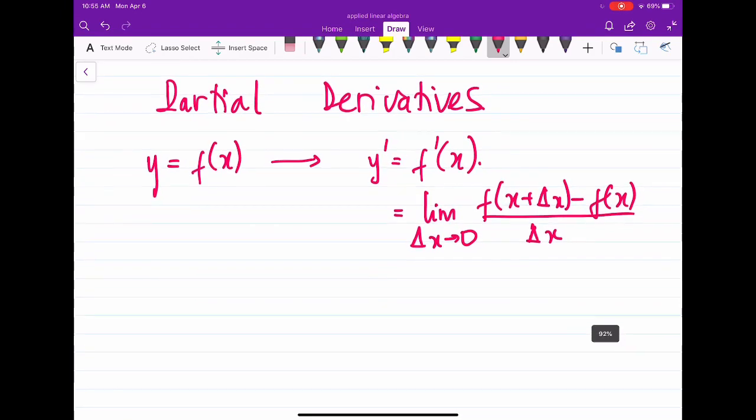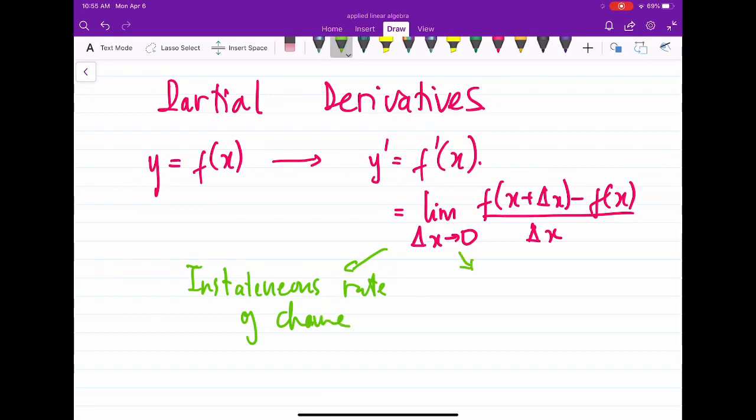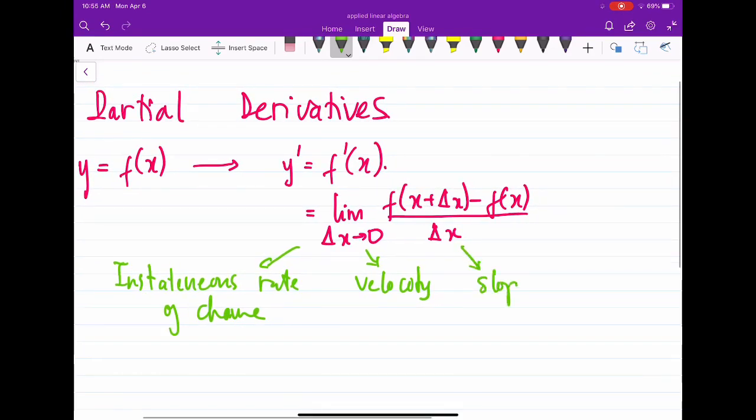And we know from calculus 1 that the derivative is the instantaneous rate of change, right? Instantaneous rate of change. That is the velocity, right? And graphically, this is the slope of the tangent line at some point, x in this case, at x, let's say that.